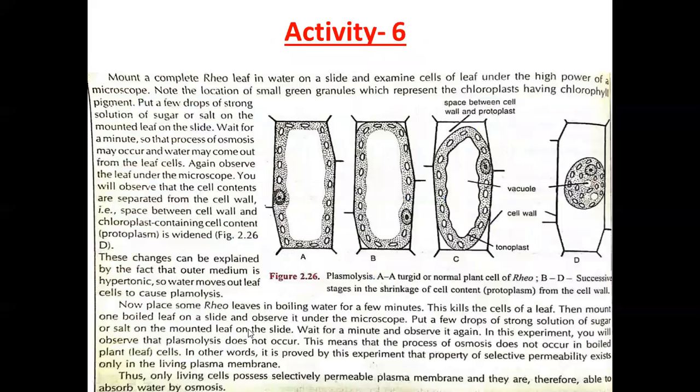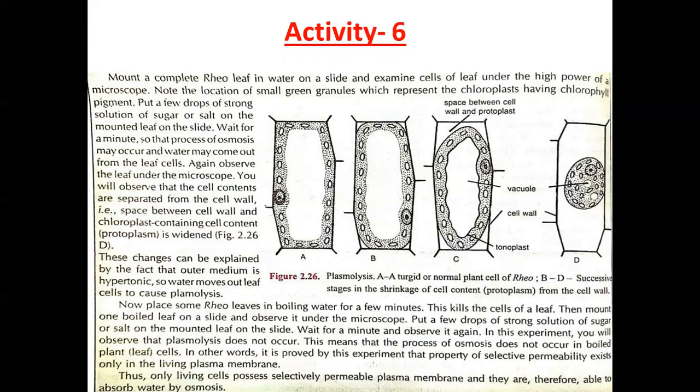Now next, one activity is given to make it more clear and to make you understand in a better way what we have to do. Mount a complete Rhoeo leaf in water on a slide and examine the cells of the leaf under high power of a microscope. Note the location of small green granules which represent the chloroplasts having chlorophyll pigment. Put a few drops of strong solution of sugar or salt on the mounted leaf on the slide. Wait for a minute so that the process of osmosis may occur and water may come out from the leaf cells. You can see the diagram.